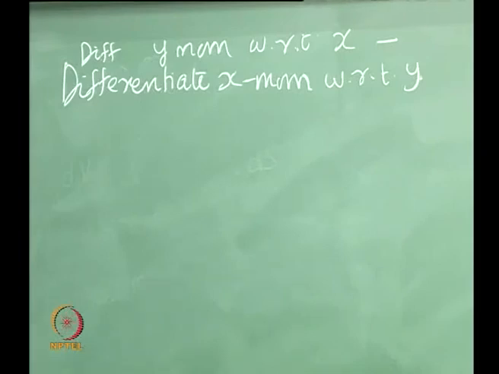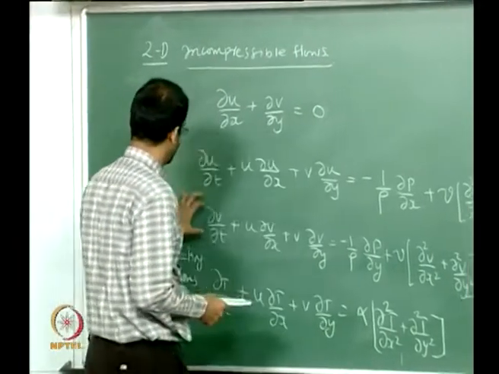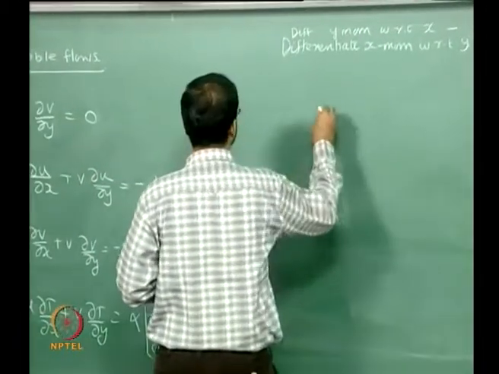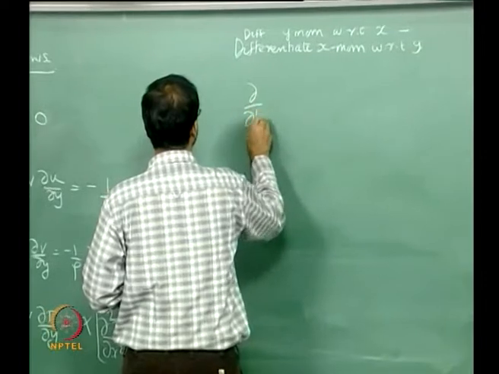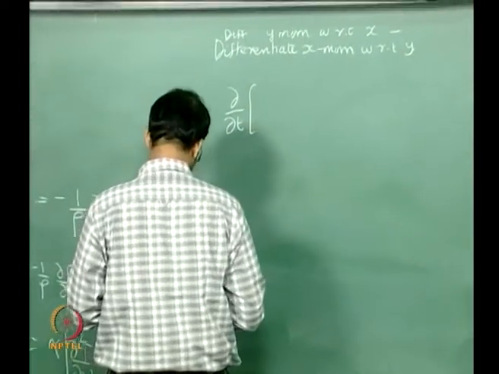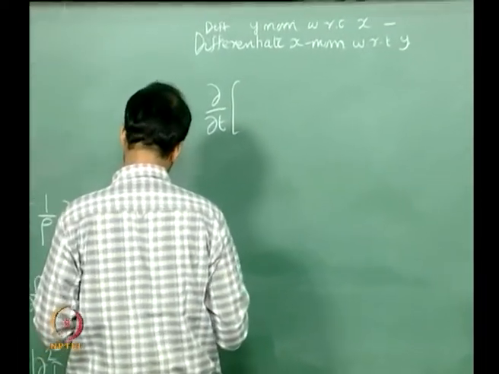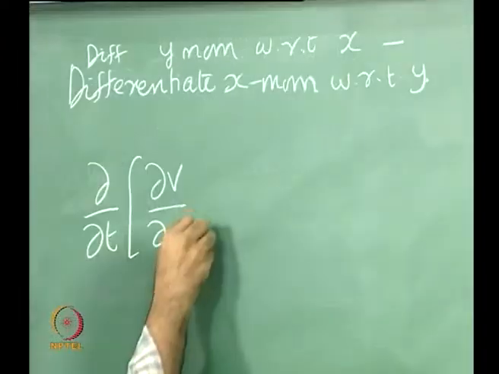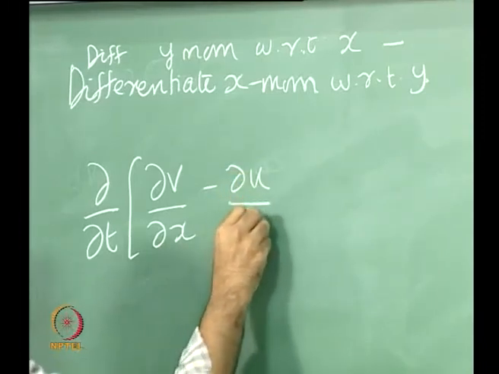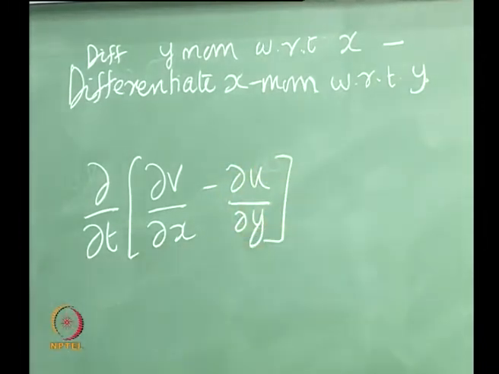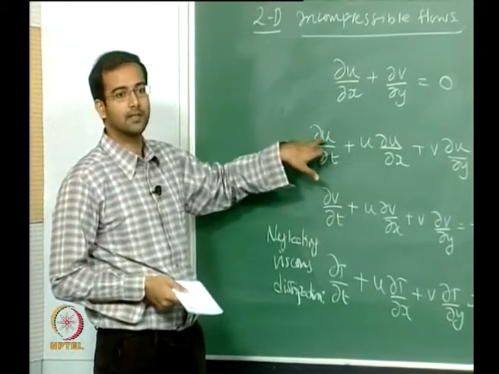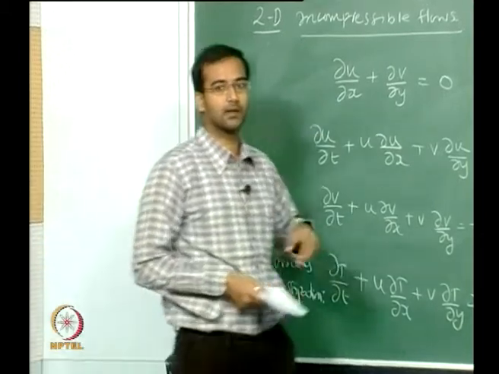Okay, so if you do that, you can group these two terms, the temporal term. You can say d by dt of dv by dx minus du by dy, is that right? Okay, so I am taking d by dt common, so I am differentiating with respect to x minus differentiating this with respect to y, alright.